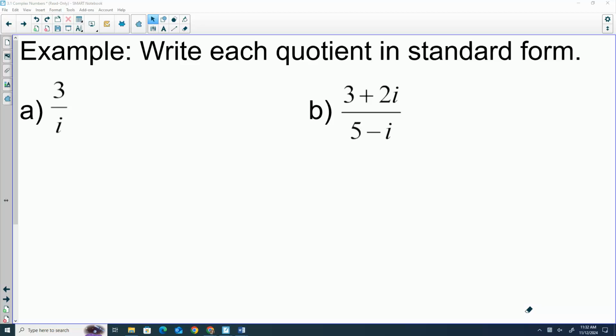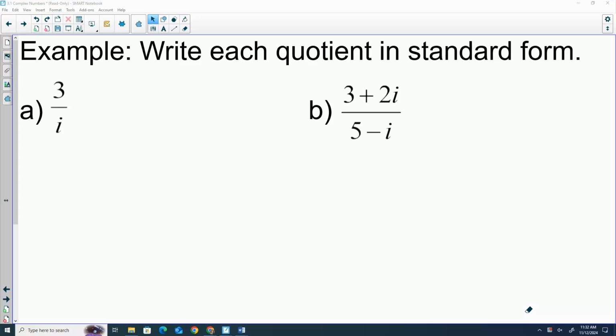Every time we are adding, subtracting, multiplying, we always had to write it in standard form. What is standard form when you're dealing with complex numbers? A plus bi. Real part plus the imaginary part. So the same is true when we're dividing. We need it to be written a plus bi. So that means we have to get the i off the denominator.